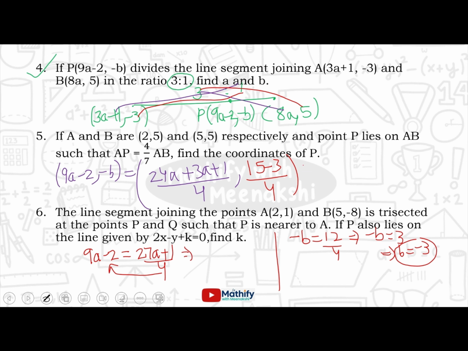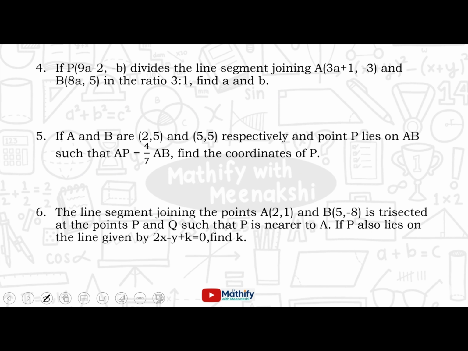It becomes 36a minus 8 is equal to 27a plus 1. Just move 27a to that side. 36a minus 27a, that is 9a. And when you move minus 8 to that side, it becomes plus 8 plus 1, that is 9. So your a is 1. So the final answer is a is 1 and b is minus 3. Easy. Let's move to question number 5.